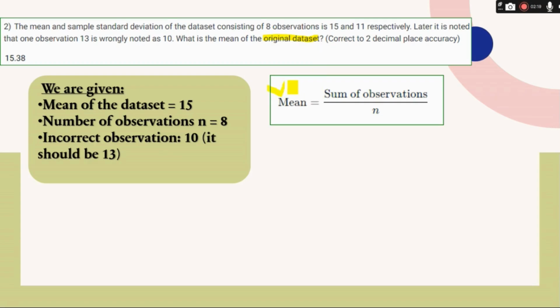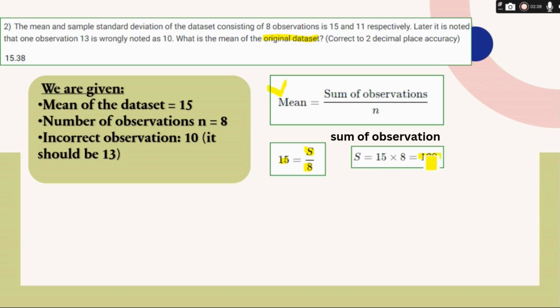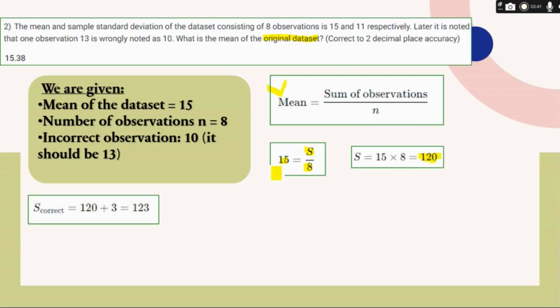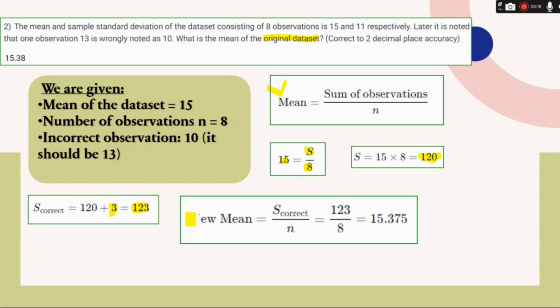We all know this formula, mean equals sum of observations divided by n. Mean is already given, that is 15. The sum of observations we will find out, and the number of observations is 8. So our sum of observations comes out to be 120. So we will add 3, because the difference between 13 and 10 is 3. So we will get our correct sum, that will be 123. So our new mean comes out to be 15.375.